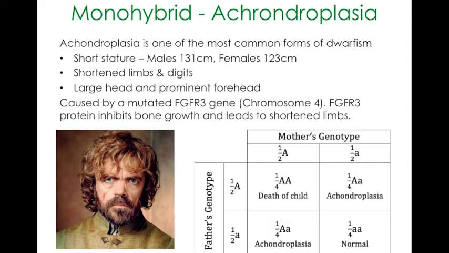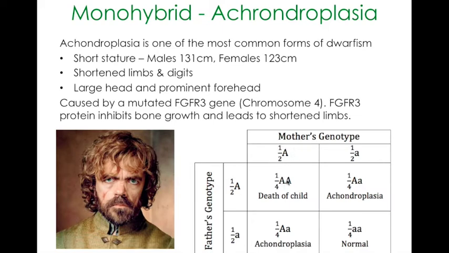Now, if we map out the possible outcomes on a Punnett square, you're going to get a slightly different result. The first thing you will notice is this particular aspect here, which results in the death of a child. Now, achondroplasia, by having one capital A, means that the individual will have inhibited bone growth and shortened limbs, okay? What that means is that capital A is a dominant trait. Achondroplasia is a dominant trait.